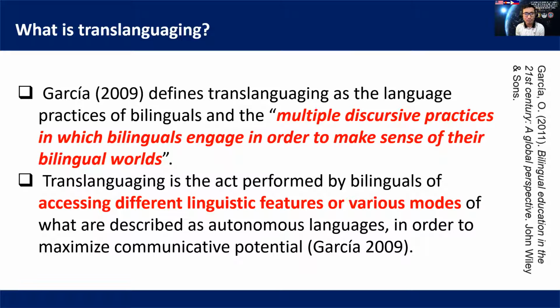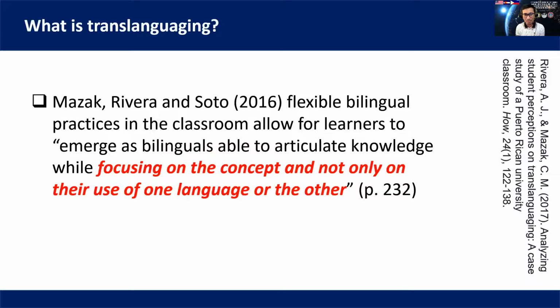Translanguaging is the act performed by bilinguals of accessing different linguistic features or various modes of what are described as autonomous languages in order to maximize communicative potential. So in order to be more understandable, in order to put your message across, you will be accessing your linguistic repertoire in order, again, to make meaning of yourself, in order to make meaning with what is happening around, in order to put your message across.